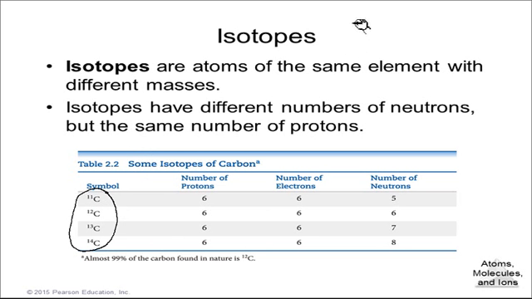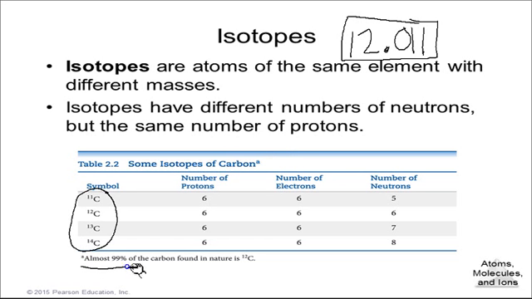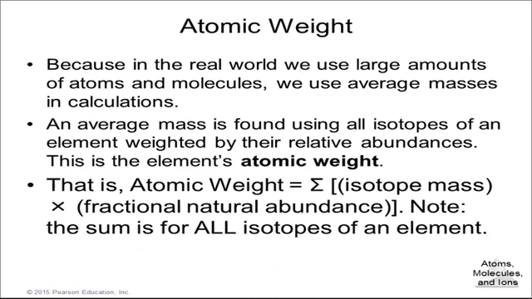However, if you look at the atomic mass of carbon on the periodic table, it's something around 12.011. So from that, I can tell that most of the carbon is going to be C12, and that's accurate. Approximately 99% of all the carbon found in nature is carbon 12. So this number that's found on the periodic table is what's known as a weighted average.